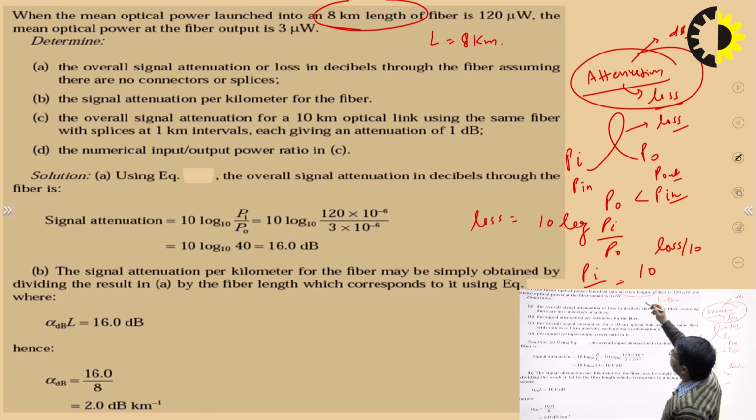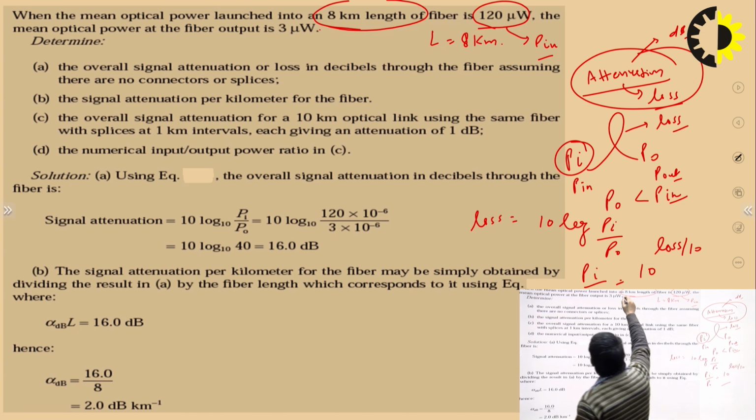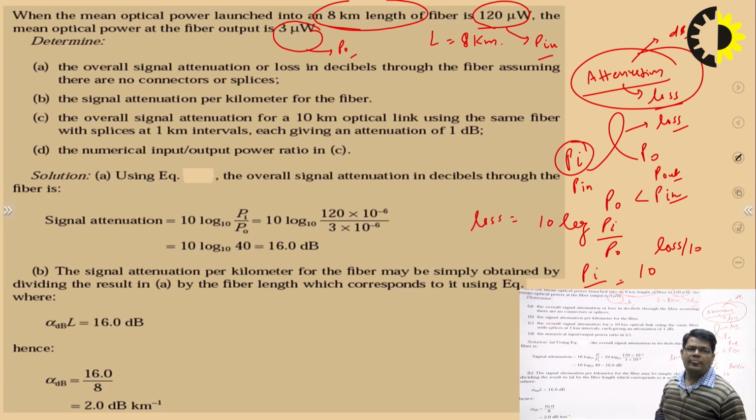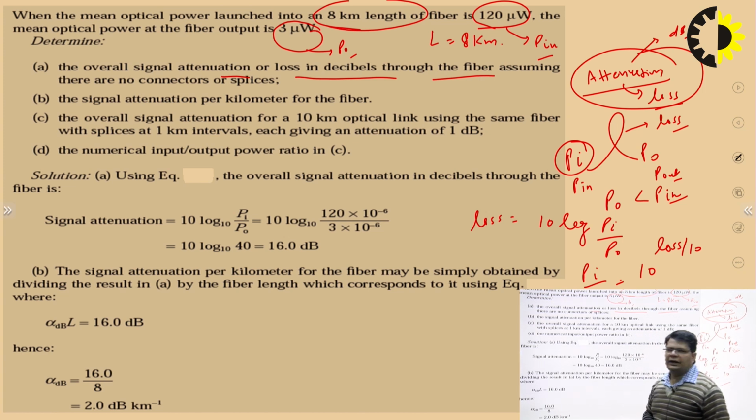Next we are given the power launched as 120 microwatt. That means 120 microwatt is P in. Then we are also given P out as 3 microwatt. Now we have to calculate the overall signal attenuation or loss in decibel through the fiber, assuming there are no splices or connectors. That means for connecting the fiber we are not using any additional splice or connector, so there will be no additional loss. Only the loss will be in the fiber, corresponding to the transmission loss or alpha factor.